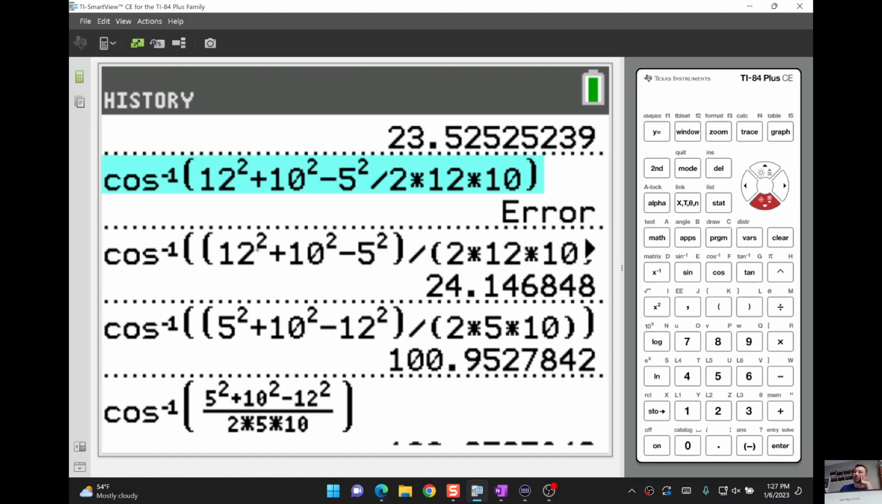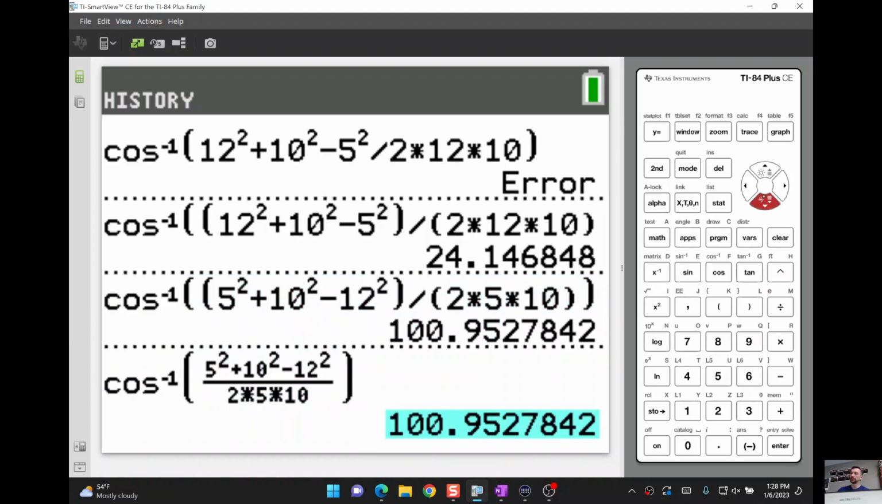So you should either put parentheses, like I did right here, parentheses around the numerator, parentheses around the denominator, and then that will give you the correct answer. And then right below it, I just moved some numbers around for angle B, because the formula for angle B is basically the same thing, just the side lengths are in a slightly different spot, so that's where I got that answer.